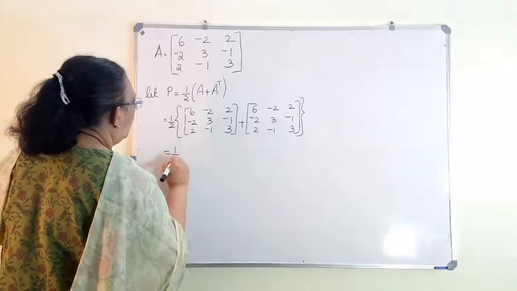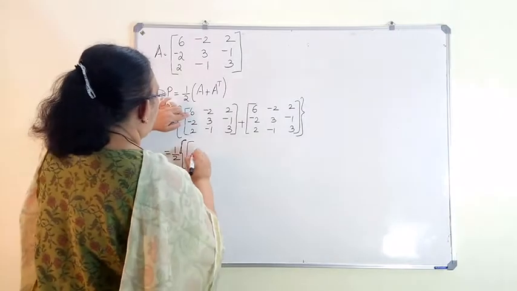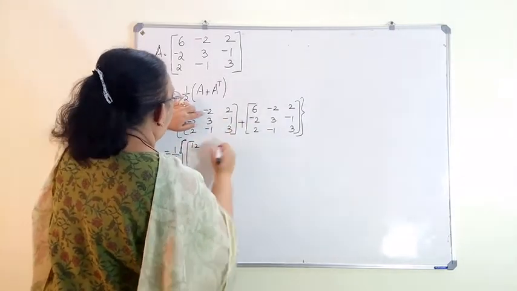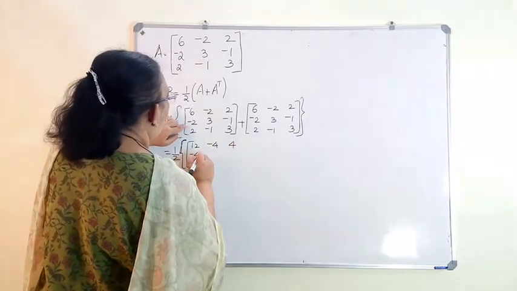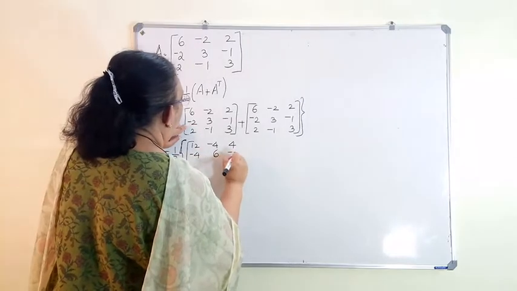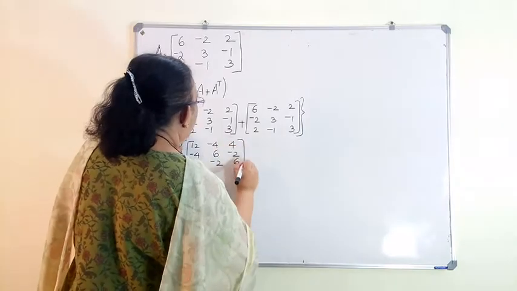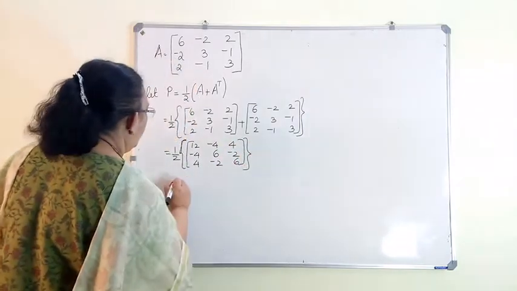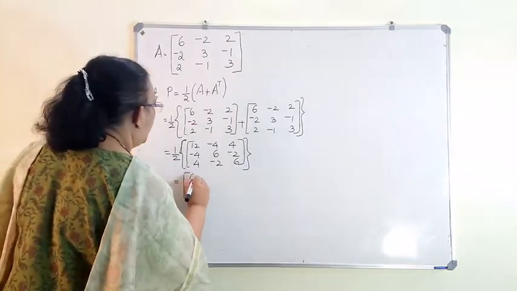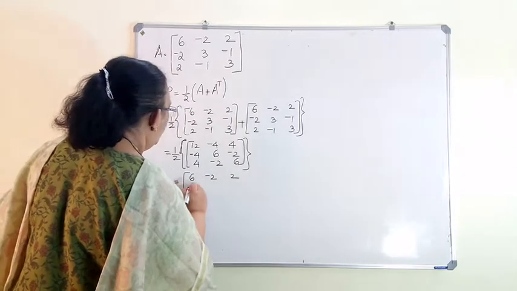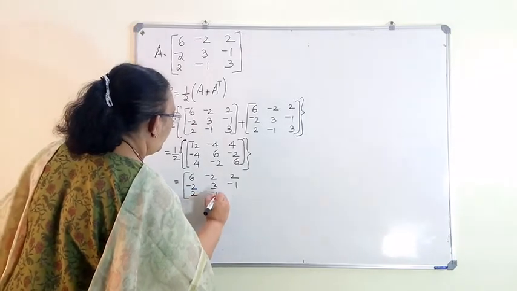Equal to half of matrix 6 plus 6, 12, minus 2 plus minus 2, minus 4, 2 plus 2, 4. This will be minus 4, 3 plus 3, 6, minus 2, 2 plus 2, 4, minus 2, 3 plus 3 is 3, 6. And that is equal to, when you multiply each element by 1 by 2, it is 6, negative 2, 2, minus 2, 3, minus 1, 2, minus 1, 3.